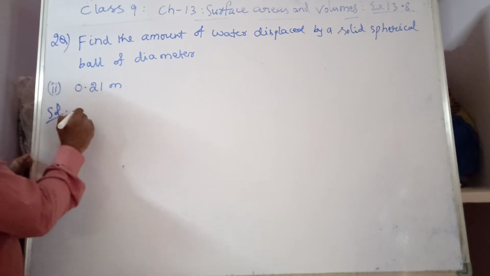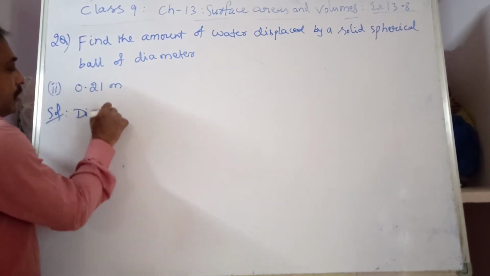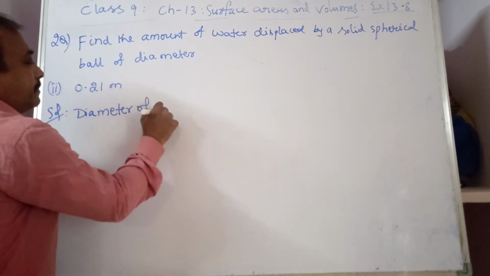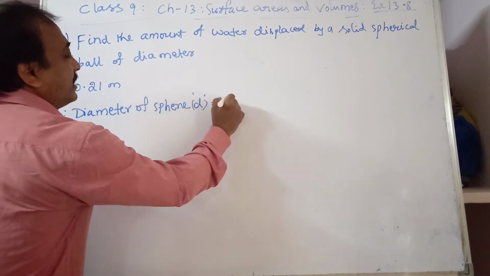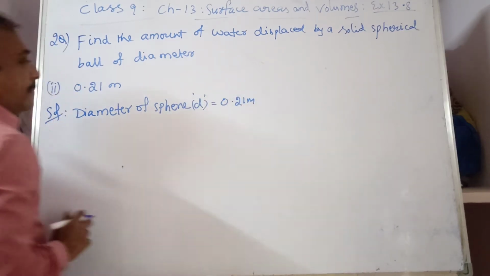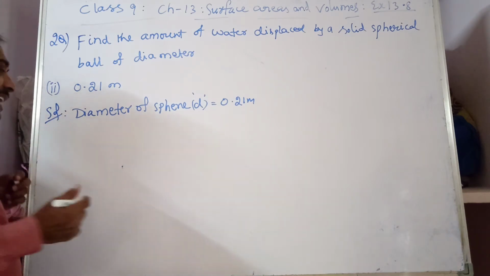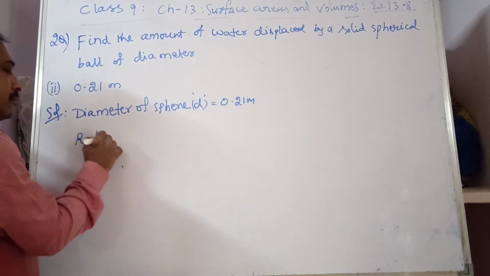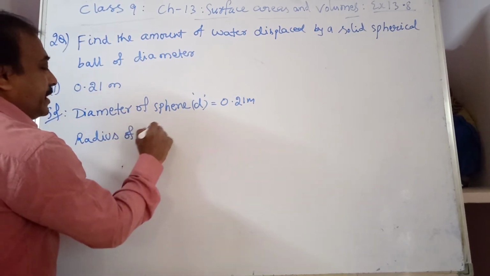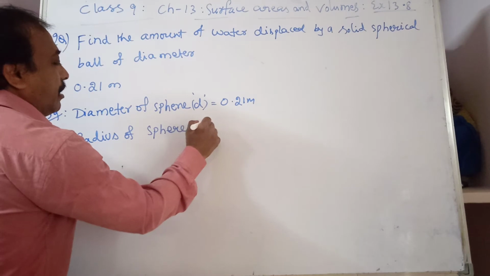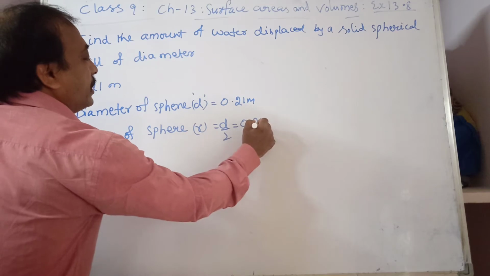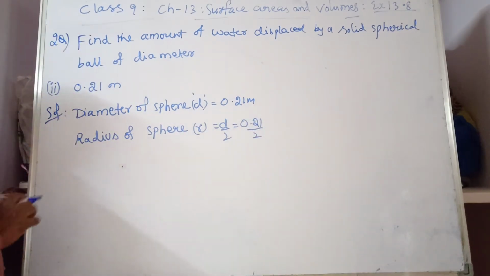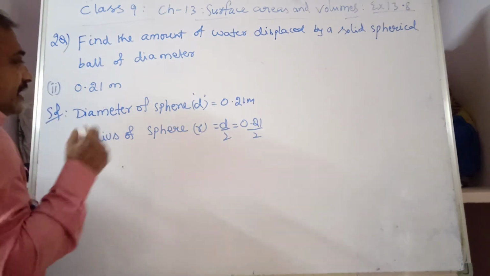Look at this. Diameter of sphere, d is equal to 0.21 meter. So to find its volume we require the radius. Radius of sphere, r is equal to d by 2, which is equal to 0.21 by 2. Let it be like that only. We will simplify while solving the question, after substitution.